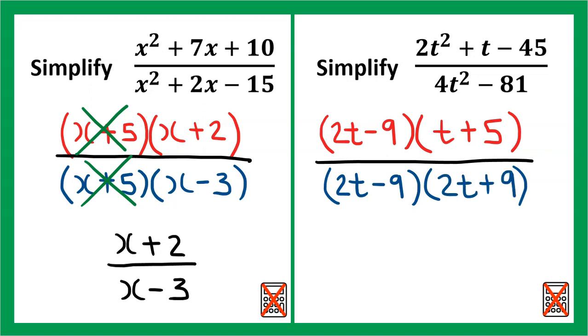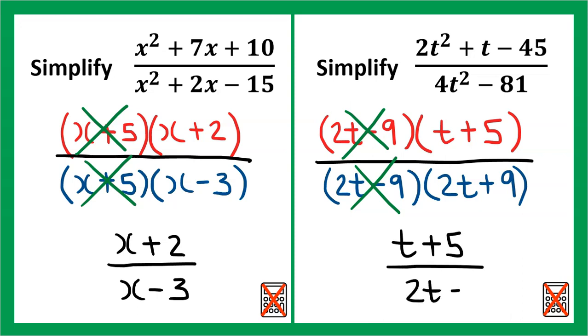If you found factorising these quadratics difficult, then you should really go and watch my video on that before attempting these questions. And 2t minus 9 will cancel with 2t minus 9 at the bottom, leaving us with t plus 5 as the numerator and 2t plus 9 as the denominator.